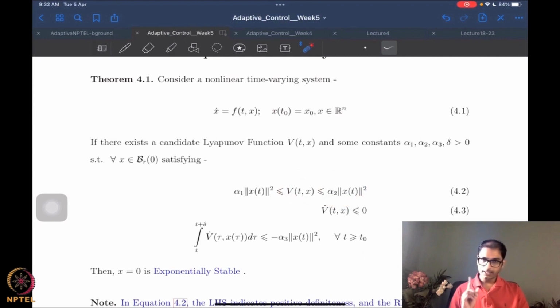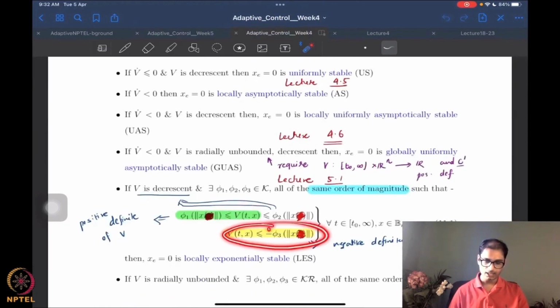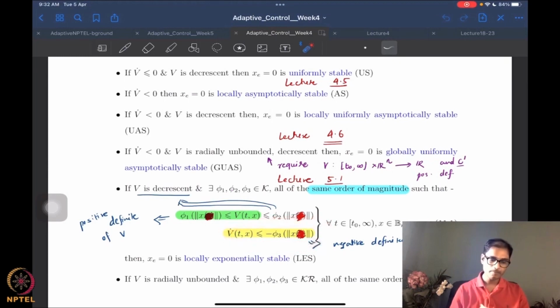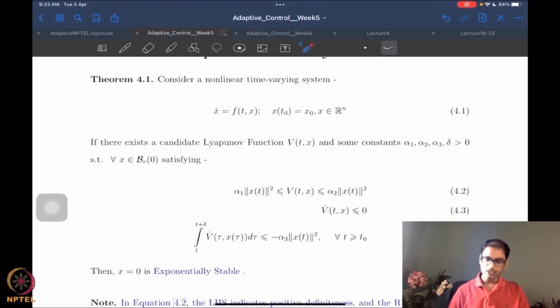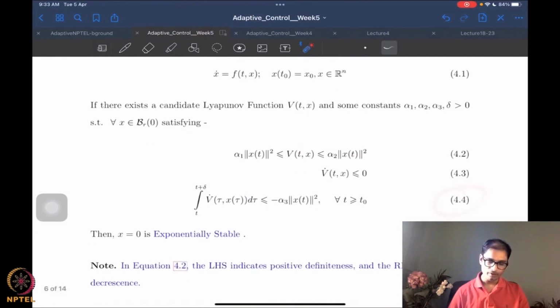Very similar. The second statement is where things start to differ. V dot is negative semi-definite only. We don't require V dot to be negative definite. This is not the case here; there it's already requiring it to be negative definite. But then we need an additional condition. This is 4.4, which says V dot is not negative definite, but the integral of V dot on a sliding window of delta has to be negative definite.